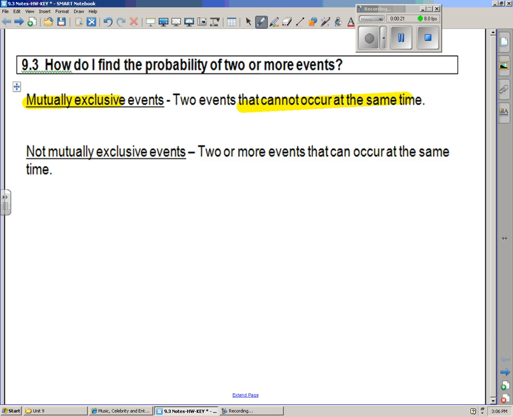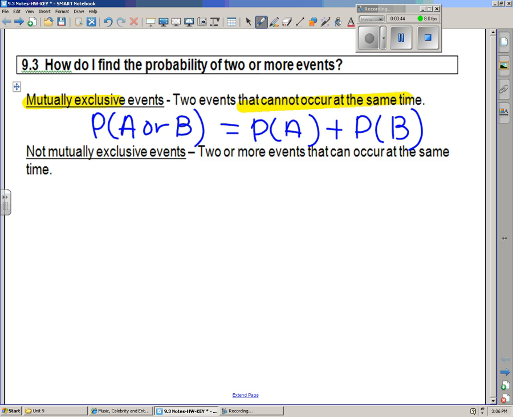That'd be like if you were to draw from a deck of cards a jack and then also draw a queen. There's no way that you can draw a jack that is also a queen. So for mutually exclusive events, we're going to say what's the probability of A or of B happening. And the idea here is that we'll find out what the probability of A is, and we're going to add that to the probability of B.